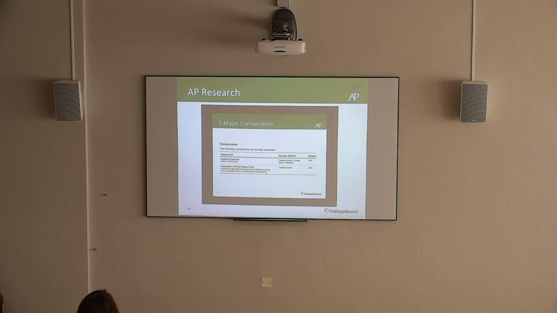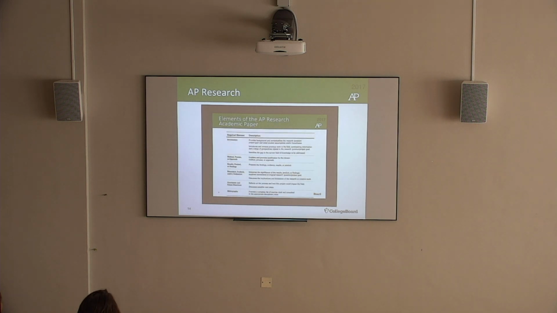The AP Research course is slightly different in that the components of the class are not a test, so there's no end of the year test. Instead, we have an academic paper due at the end of the year in about late April that is 4,000 to 5,000 words, and that is graded now by the College Board, not by the teacher. That's a change from the past year. And also a presentation and oral defense that is 15 to 20 minutes. Those two components are considered the external exam.